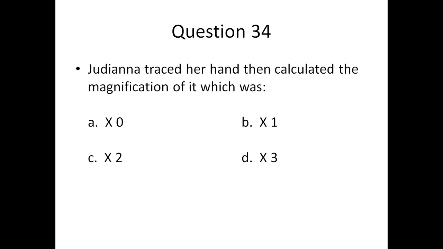Question 34. Juliana traced her hand, then calculated the magnification of it, which was A, times 0, B, times 1, C, times 2, or D, times 3.